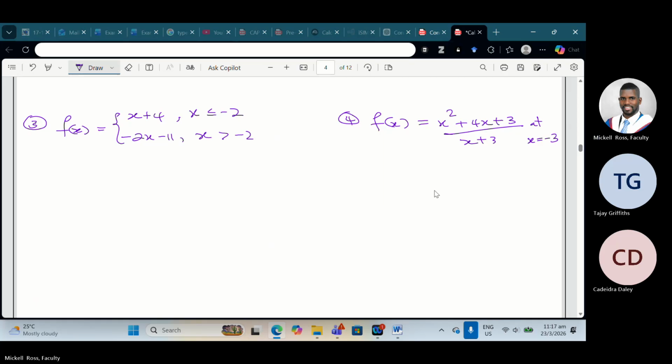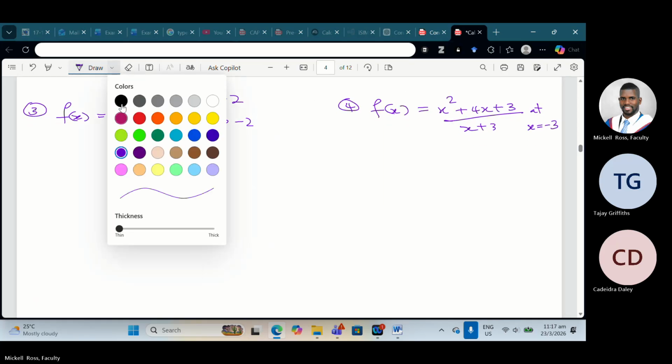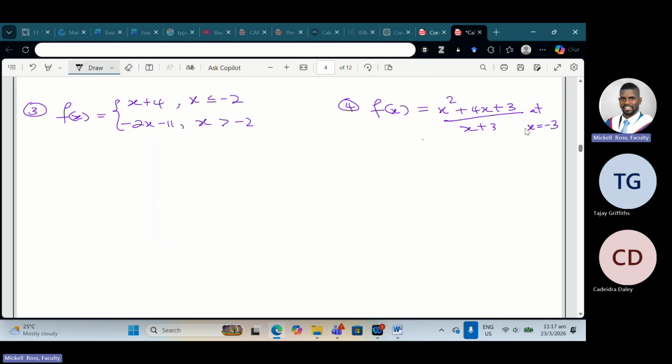All right, so let's go ahead and check. Now this one, you see that the denominator is equal to 0 when x is negative 3, because negative 3 plus 3 is 0. So we don't have to substitute it in to figure that out. We have to do some factorizing. The numerator can factorize to give us x plus 1 and x plus 3, all divided by x plus 3.